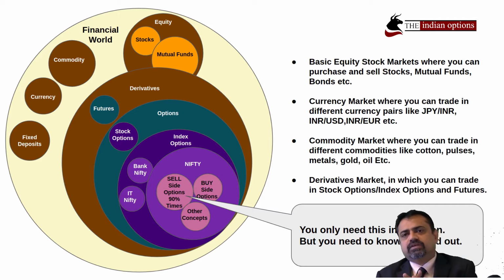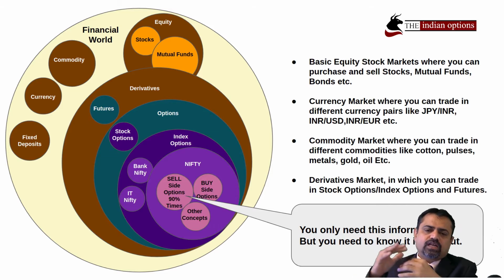Now in options we have two more small things: stock options and index options. Stock options means companies like Reliance or Tata Steel, all those companies also have their options, their stocks. That is called stock options. And indexes like Nifty, Bank Nifty and Nifty IT, all these are index options. We are going to deal with only index options.